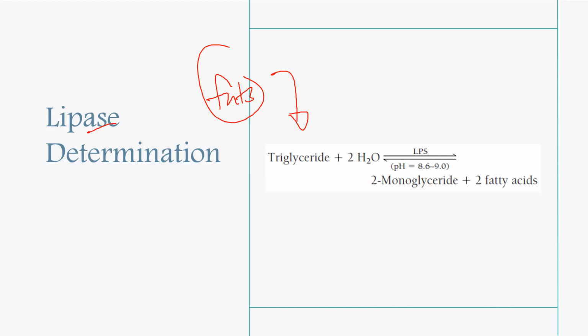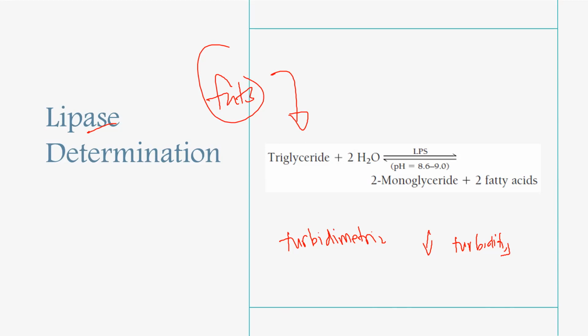Now, remember guys that the method for the determination of lipase activity is based on the turbidimetric assay. The decrease in the turbidity is proportional to the lipase activity of the serum. Again, decrease in turbidity is directly proportional to the lipase activity of the serum.